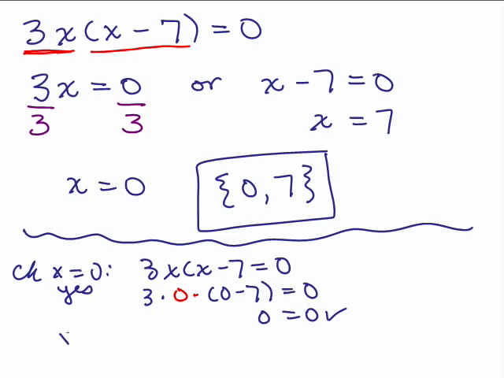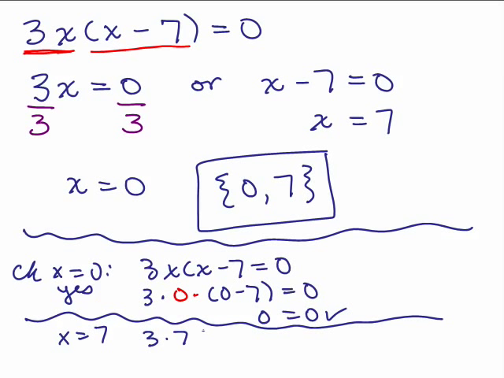And now we're going to check x equals 7. So we're going to put in 3 times 7 times 7 minus 7. Does that equal 0? Well, that's 21 times 0. Yep, that's also going to equal 0.